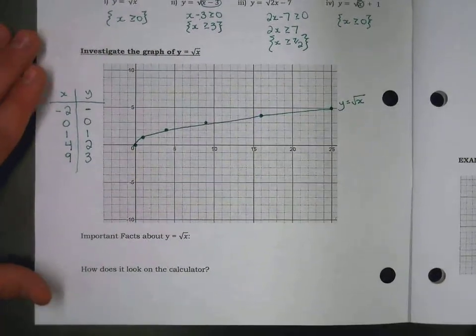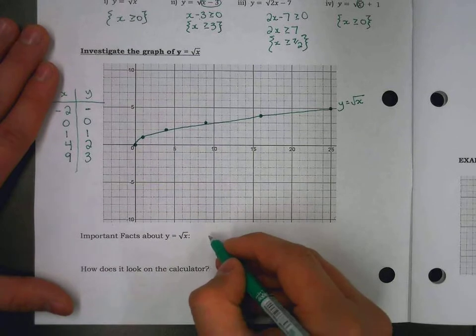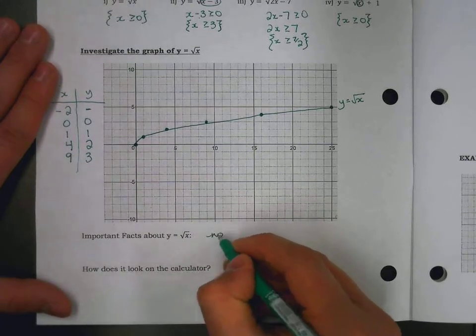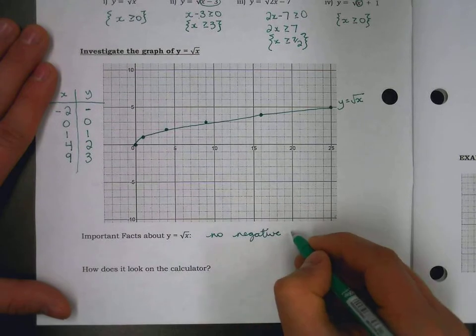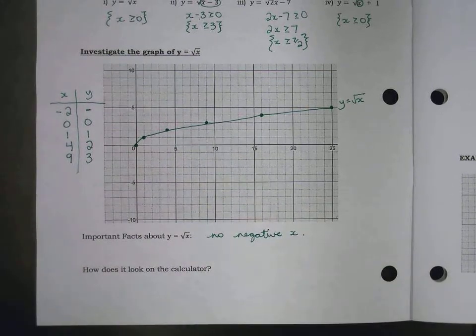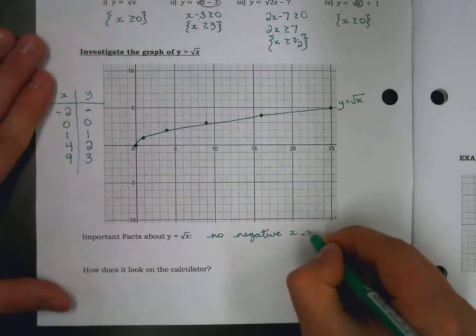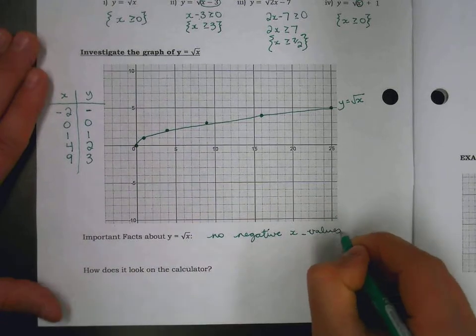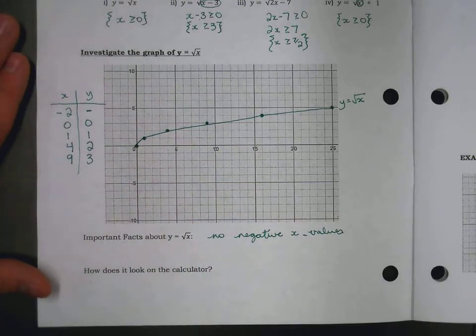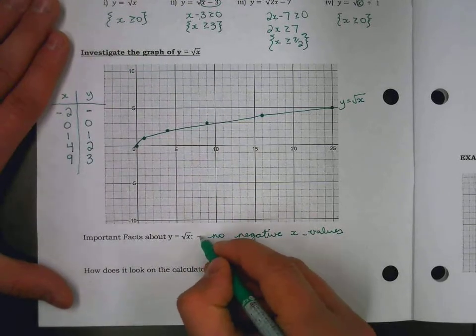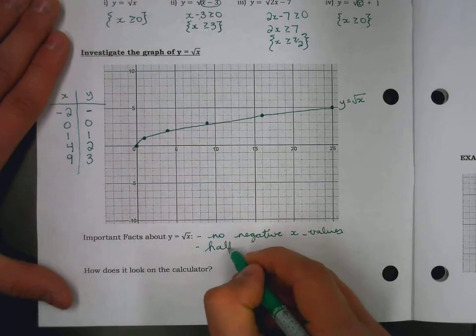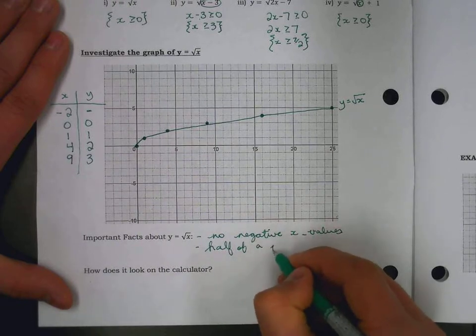Some important facts about this square root of x graph. There are no negative x values, unless we start talking about shifts. It doesn't have the bottom half, but it really, really is half of a parabola.